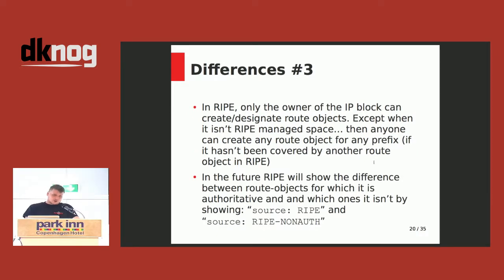In the RIPE database, and this is one of the most complex ones, only the owner of an IP block can create or designate route objects, except when it's not RIPE managed space. So IANA gave a bunch of slash 8s to RIPE, and it's RIPE's purpose to distribute pieces of those slash 8s to us as end users. So those slash 8s are very well protected, in the sense that only the owner of the prefix can actually influence the route objects. However, if we talk about slash 8s that, for instance, were handed to ARIN or AFRINIC or APNIC, you can just register any route object you want in the RIPE database. So this is crazy. So in the RIPE database, you have data that is authoritative, as it's called, which is very trustworthy and reliable, and there is data that is not reliable at all, that could come from anywhere. And this, of course, is a source of permanent confusion.